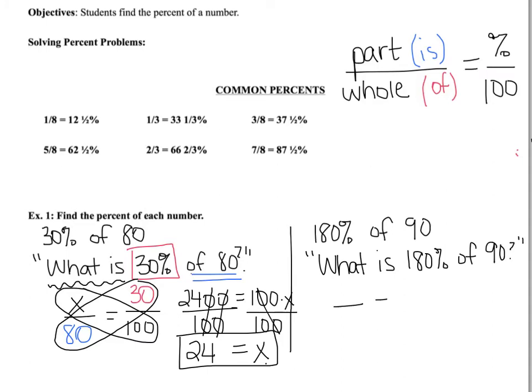So I'm going to set up my proportion. I always put 100 on the bottom right-hand corner. And I'm going to find that percent sign number because it's kind of right there at you. It's the number with the percent sign. And I'm going to put 180 on the top.